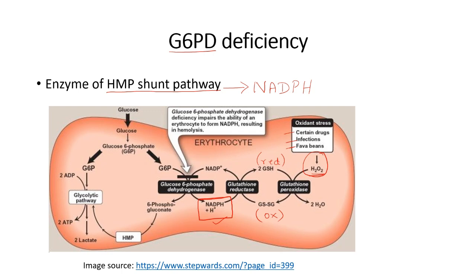So in case of G6PD deficiency, there will be reduced production of NADPH. So glutathione will not be converted from oxidized state to reduced state. As a result, a lot of free radicals will begin to accumulate, which will damage the RBC membrane, and thus the RBC will lose its membrane integrity, which leads to hemolysis. So this is the basis of hemolysis in G6PD deficiency.